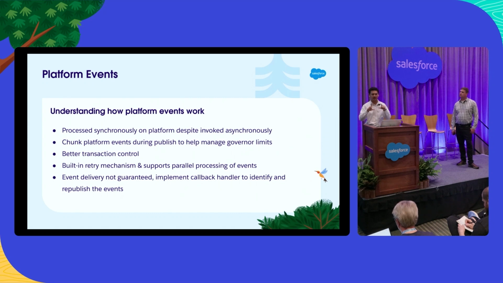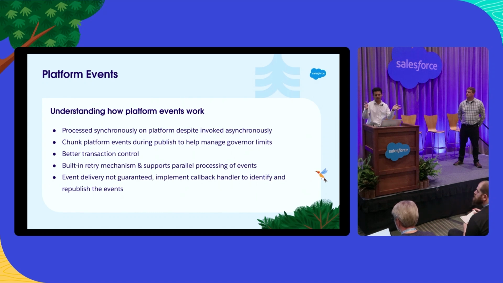But the best part about these platform events is, unlike triggers where we chunk the number of records into batches of 200, this is a little flexible. You can actually configure it. So you can have anywhere between 1 and 2,000 platform events. So you can really control based on the processing that you need.